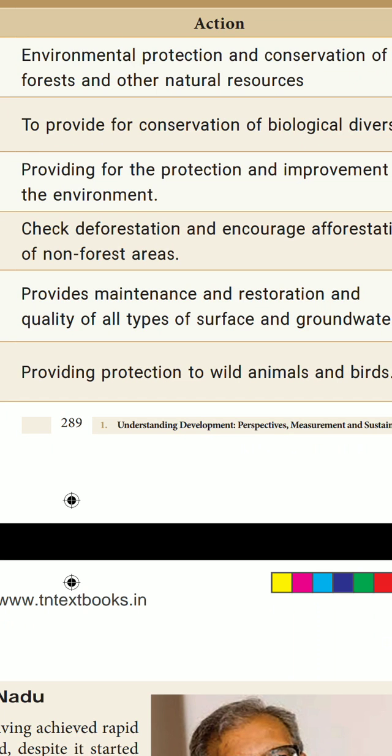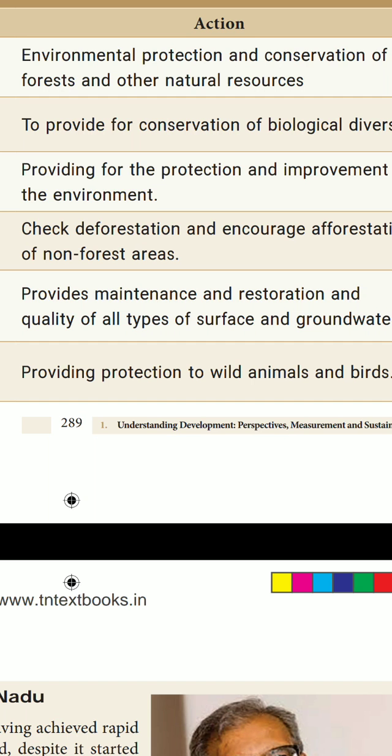Next one, 1986 Act, that is the Environment Act or Protection Act. Environment Act 1986. What was this action? What they want to do means providing for the protection and improvement of the environment. There is an Environment Act. It was passed in 1986.